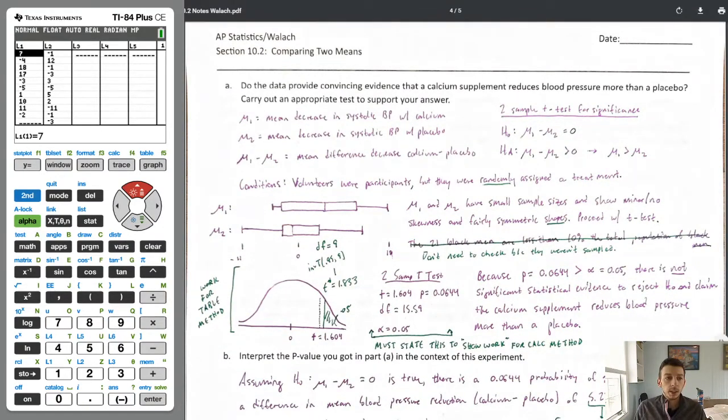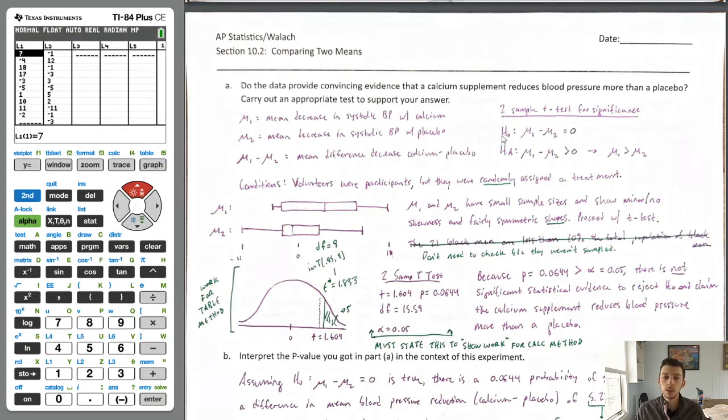So anyways, mu1 is the mean decrease with calcium, mu2 is the mean decrease in blood pressure with the placebo. We're going to run a 2-sample t-test because, again, we do not know the population standard deviation. We define our H0, our null hypothesis, as calcium minus placebo being no difference, and the alternate hypothesis as calcium minus placebo making a difference, and that the calcium lowers it more than having a placebo. And then I define the mean difference as calcium minus placebo, so just make sure you define that.